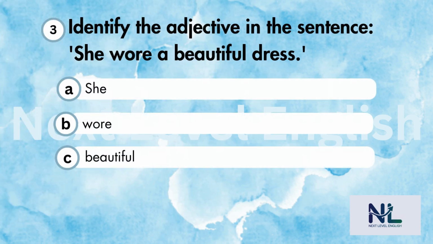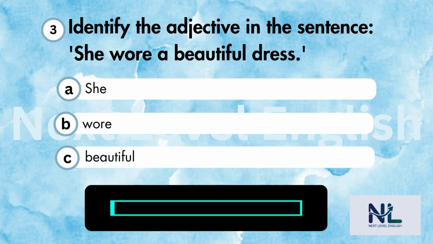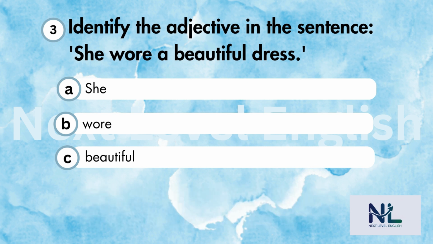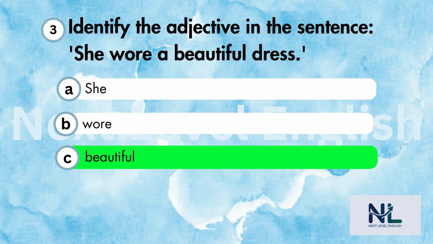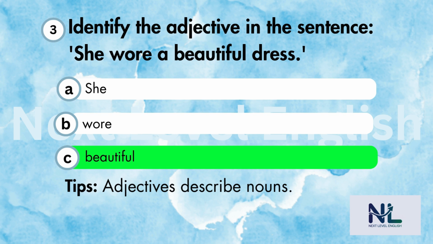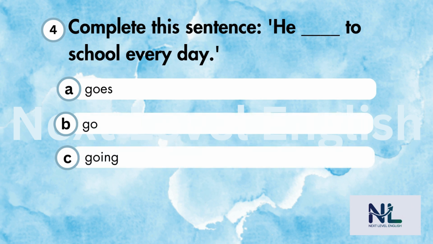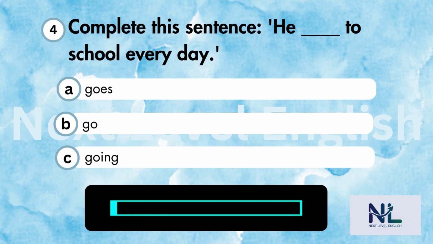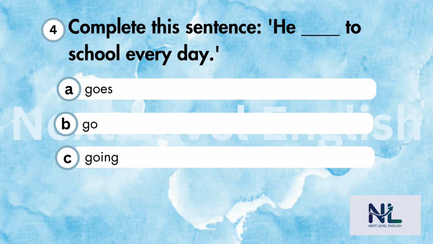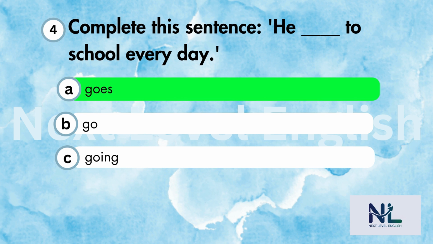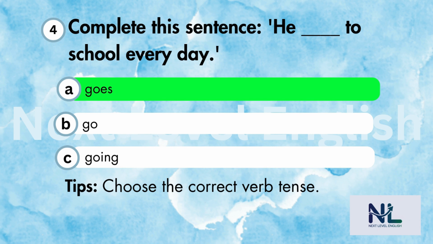3. Identify the adjective in the sentence. She wore a beautiful dress. Beautiful. Tips: adjectives describe nouns. 4. Complete this sentence. He goes to school every day. Goes. Tips: choose the correct verb tense.